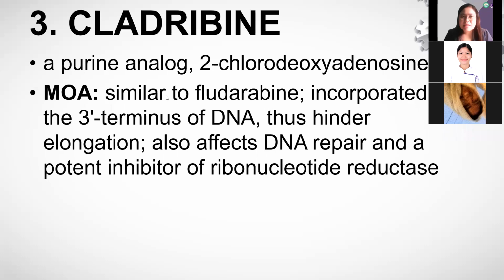Now, number 3 for our anti-metabolites is cladribine, which is also a purine analog. And just like fludarabine, this is also an analog of adenine. Specifically, chemically, we call this 2-chlorodeoxyadenosine. So the mechanism of action is still the same with that of fludarabine. Since this one is an analog of adenine, ang structure niya pareho.